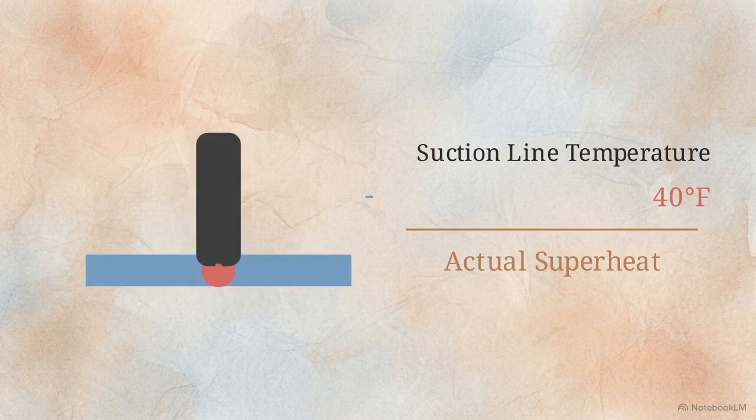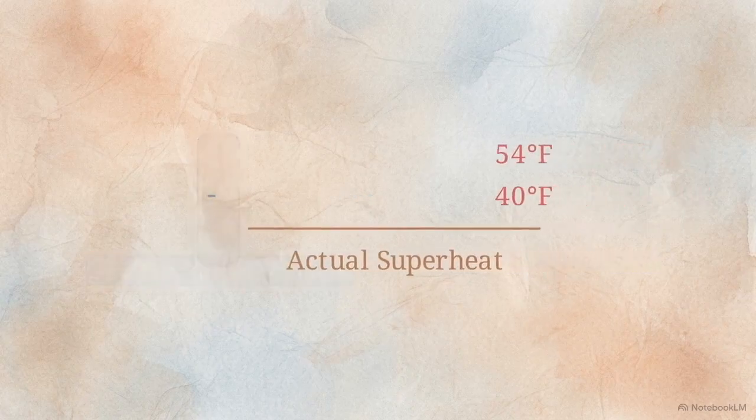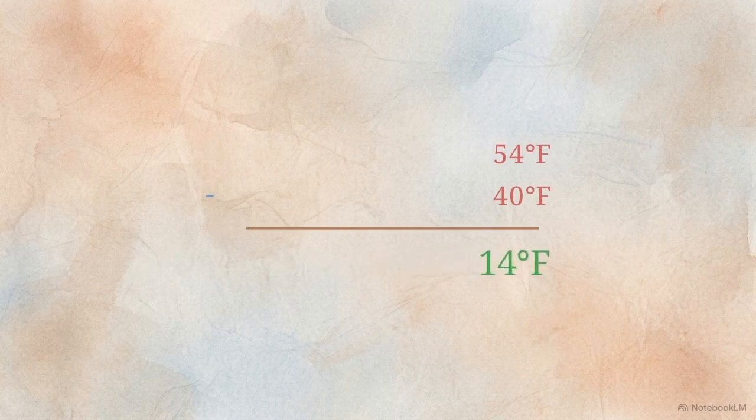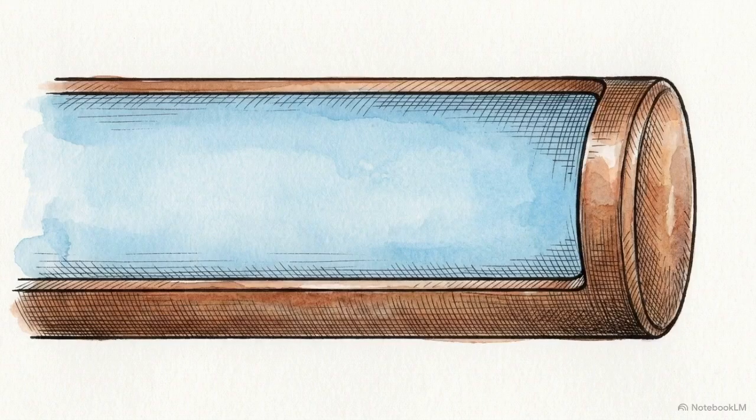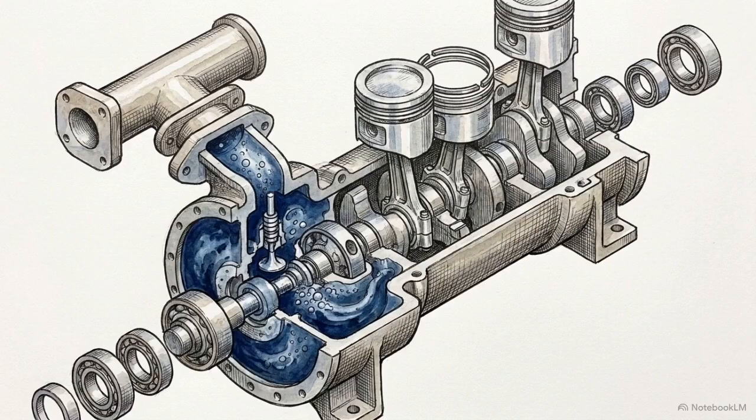Next, measure the actual temperature of the large insulated suction line near the evaporator outlet. Here, it reads 54 degrees. 54 minus 40 results in an actual superheat of 14 degrees, which falls perfectly into the standard healthy range of 8 to 20 degrees. Superheat proves the evaporator has successfully boiled off 100% of the liquid. This is the only mechanism that protects the compressor from fatal liquid slugging.